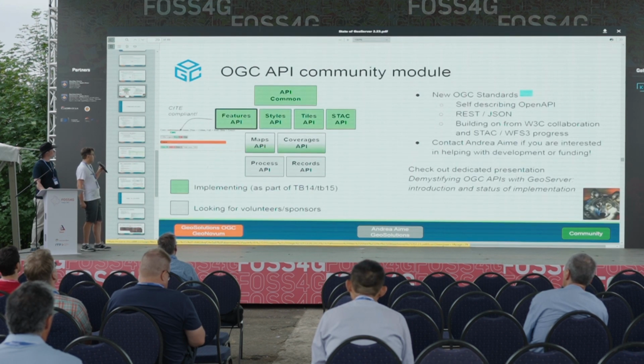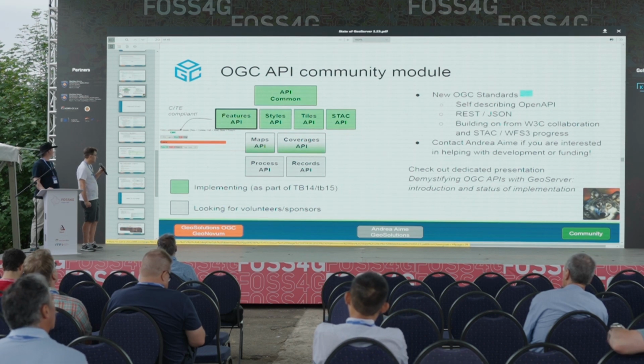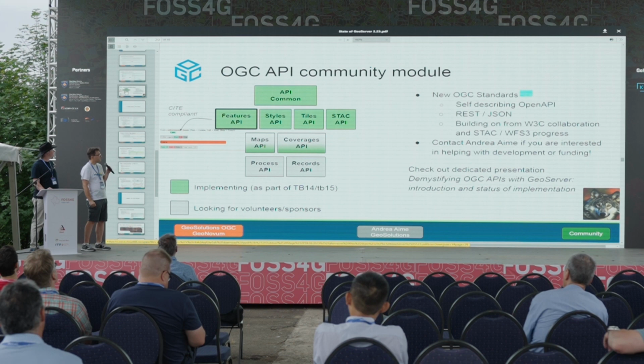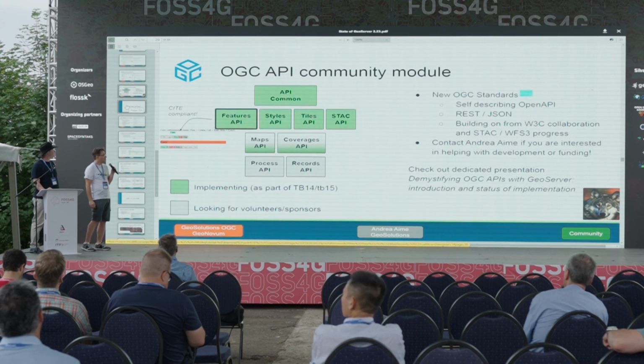We are doing a lot of work on the GC API community modules. I just did a presentation about it. The Features API is actually site compliant, so it passes the conformance tests. The others are in various states of development. Please come talk to me if you're interested in it and would like to contribute some.